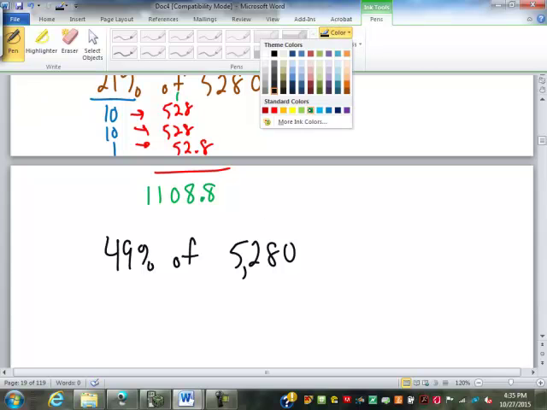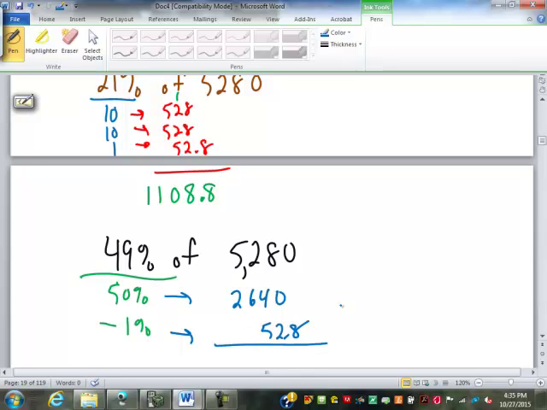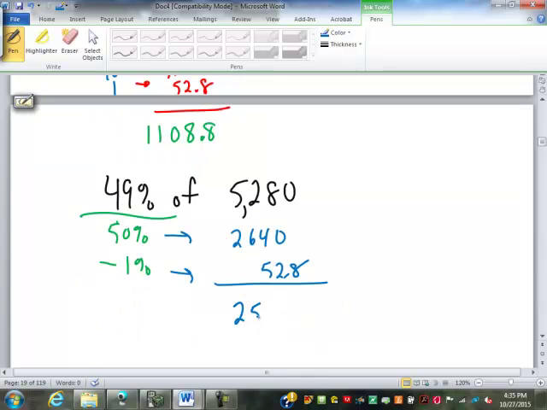49% of 5,280. Well, 49%, you can think of it as 4 10s and 9 1s, but that's not very easy. There are 4 10s, a 5, and 4 1s. But I'm going to think of it as this: 50% minus 1%. 50% was 2640. 1% is 52.8. Now we can subtract. That's going to give us 2,587.2.